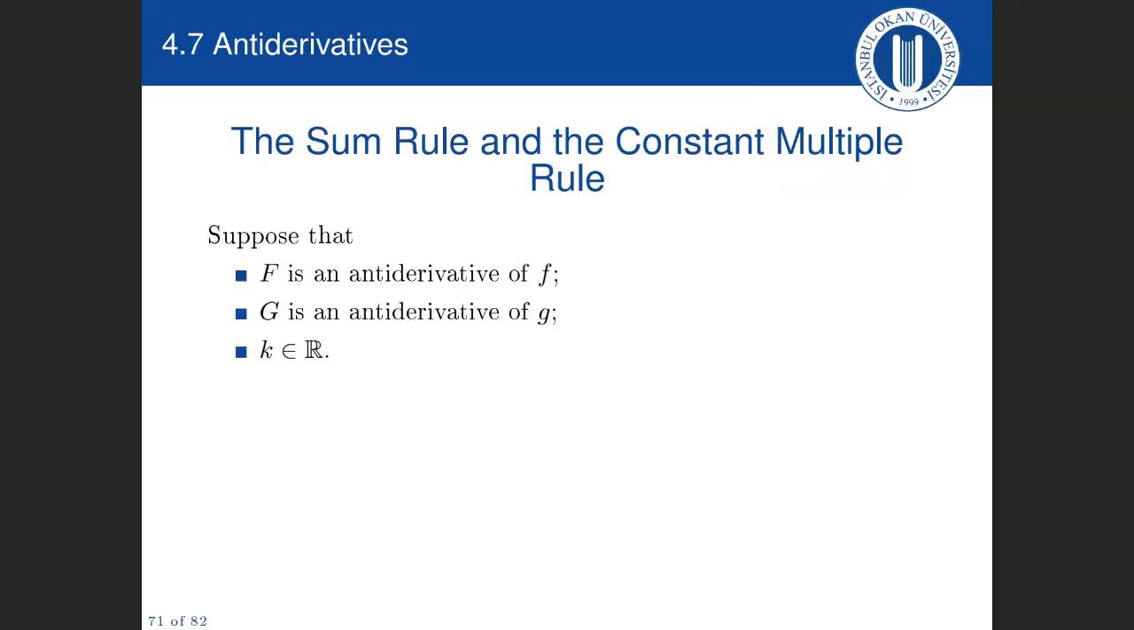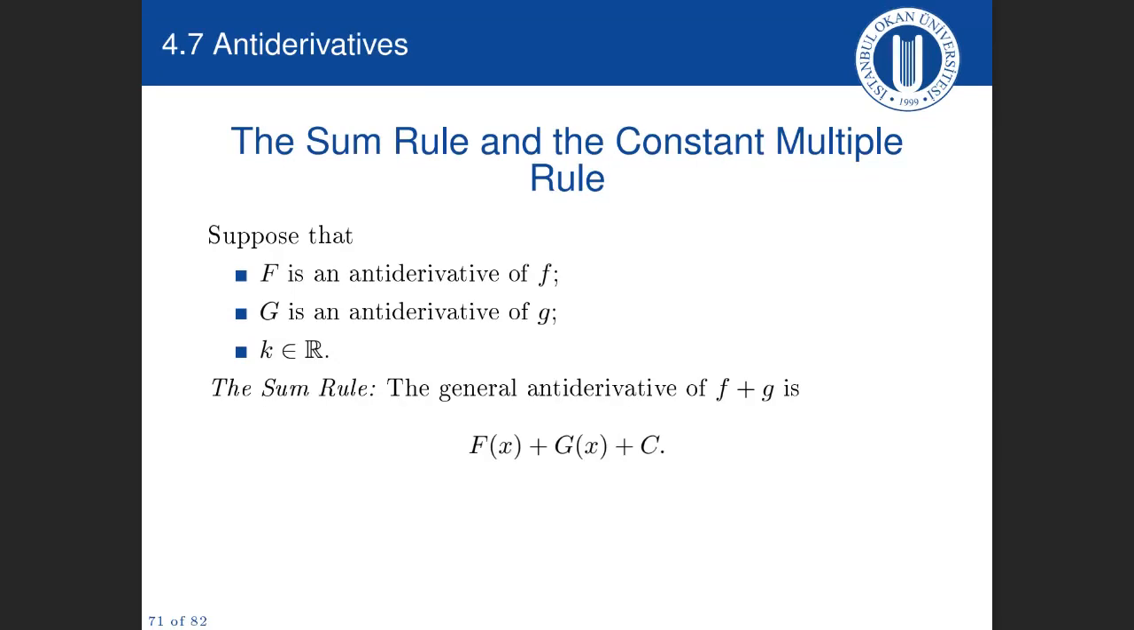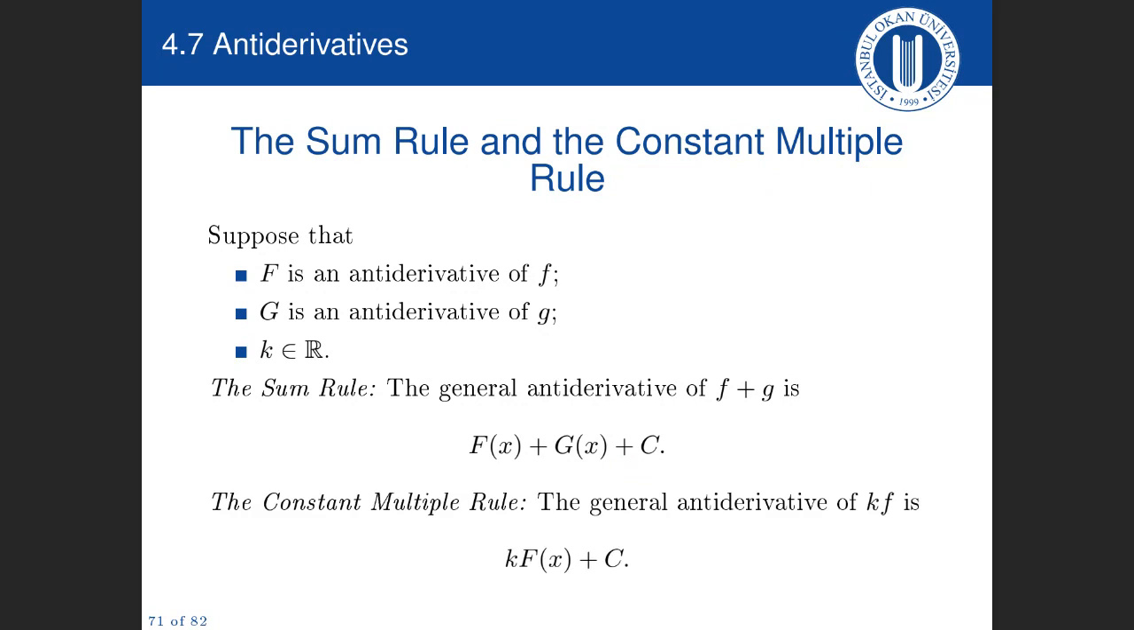We had a sum rule and a constant multiple rule for derivatives. We also have one for antiderivatives. Suppose that capital F is an antiderivative of small f, capital G is an antiderivative of small g, and k is a number. The sum rule is that the general antiderivative of f plus g is capital F plus capital G plus c. Don't forget the plus c when you're doing general antiderivatives. And the constant multiple rule: the general antiderivative of kf is k capital F plus c.